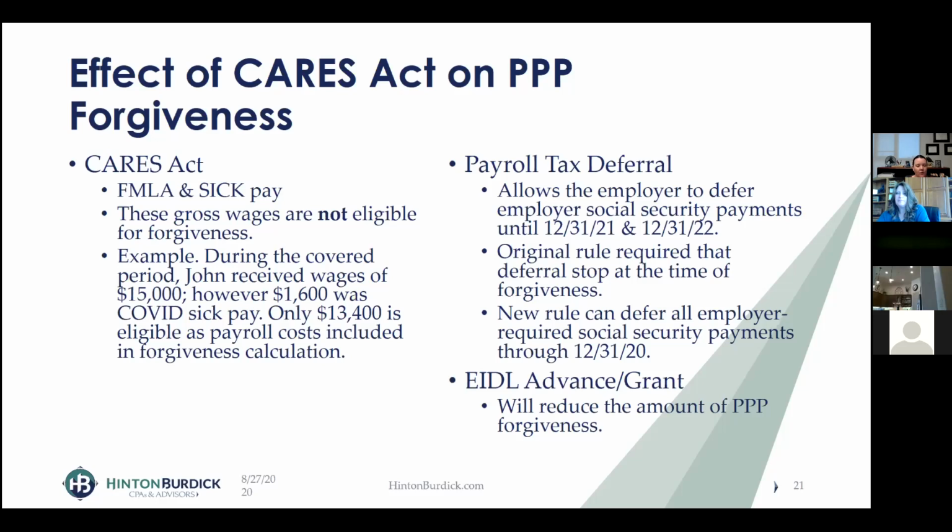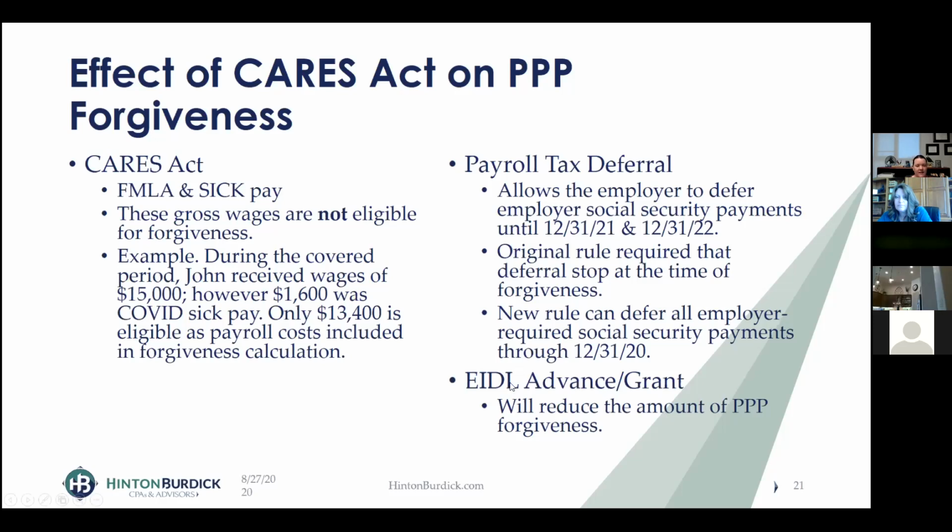So the original rule on this said that if you requested forgiveness, then you had to stop deferring that. And the new rule says that you can continue to defer all your employer required Social Security payments from, I believe it was March 15th through the end of the year. I could be wrong on that first date.